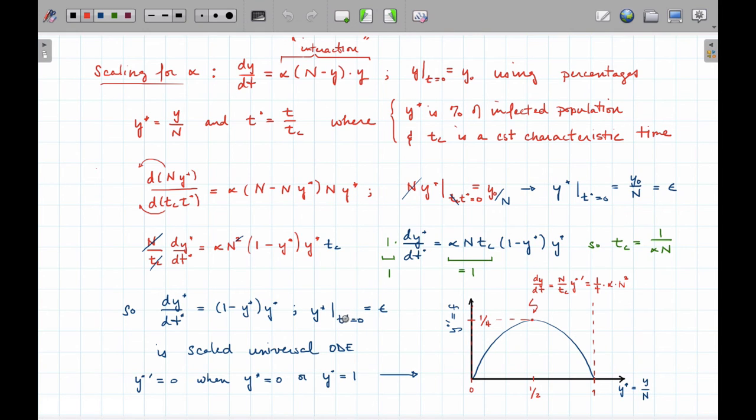If we wanted to go ahead and analyze this a little bit, when will y star prime, or dy star dt star, when will that be equal to 0? And you can see that that's equal to 0.